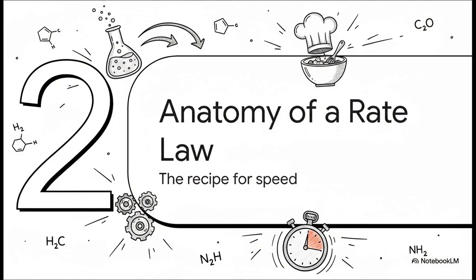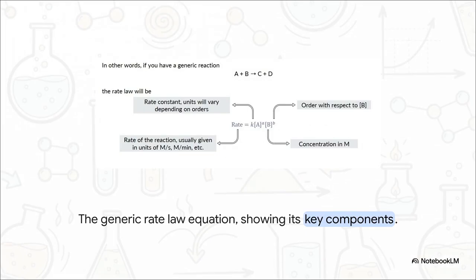We're going to break down the recipe for reaction speed. In chemistry, we call this a rate law. Now, it might look a little intense at first glance, but you'll see it's actually a super logical, kind of beautiful equation. Okay, so here it is. This is the generic rate law, and it's basically our map for the next few minutes.